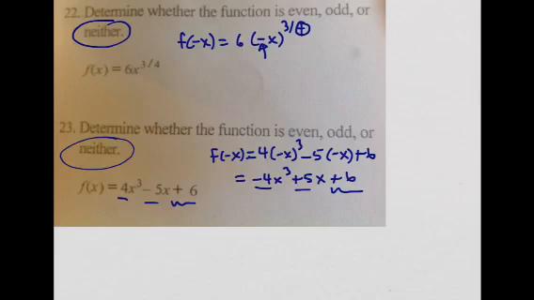Another way I showed you to look at it was look at the exponents of the x. We have odd, odd, and this one's actually an even because it's x to the 0. So they don't have the same. If they were all odd, it would be odd. If they were all even, it would be even. Okay, but since they're mixed, it's neither.